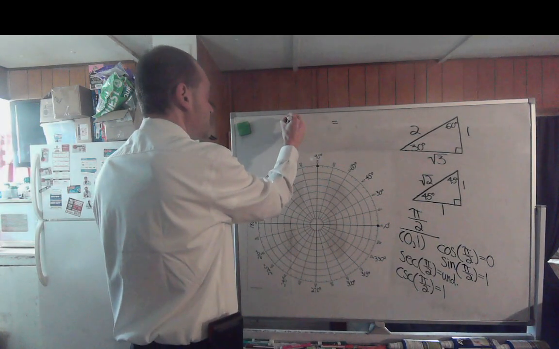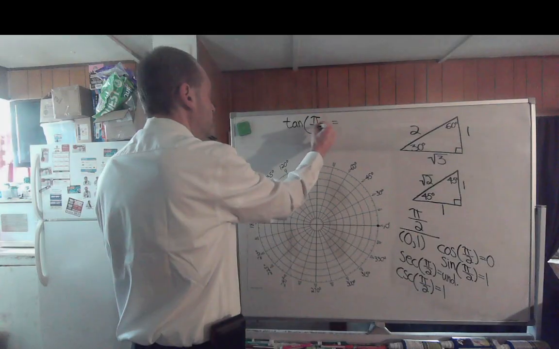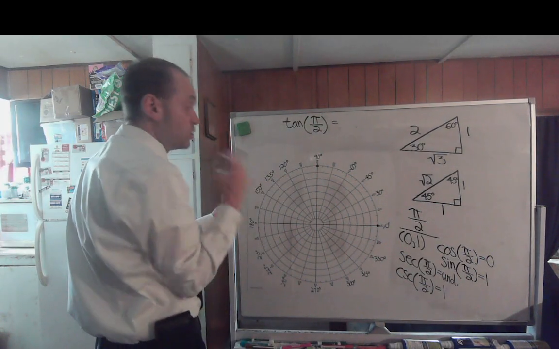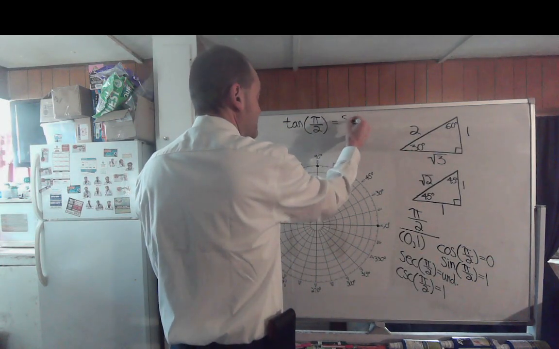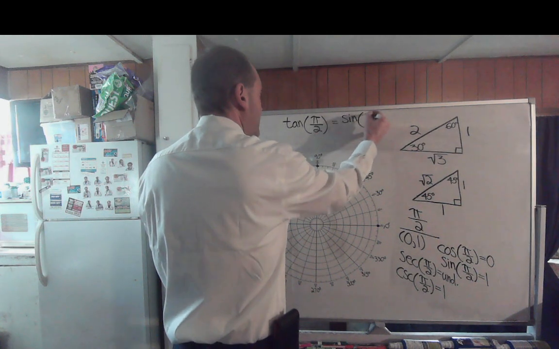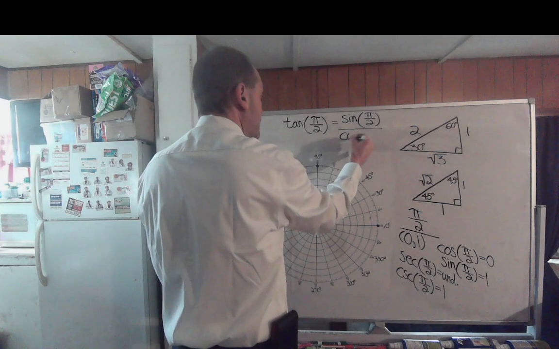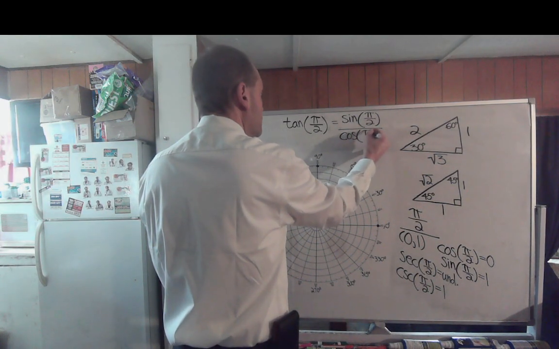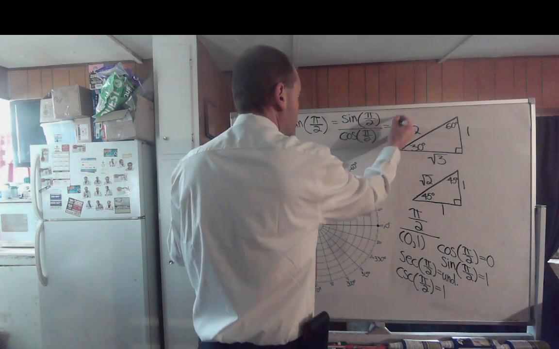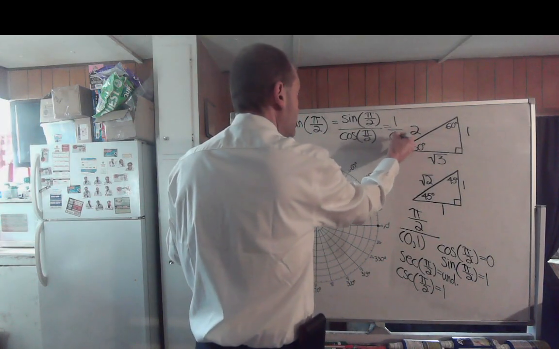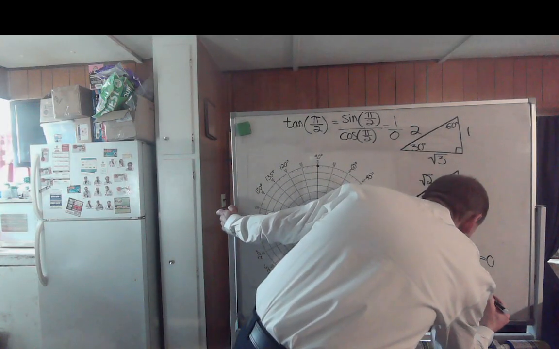Alright, so the tangent of pi over 2 is going to equal, then of course, that's the same as the sine of pi over 2 divided by the cosine of pi over 2. Well, the sine of pi over 2 is 1, the cosine was 0, you get 1 divided by 0. So the tangent at pi over 2 is actually undefined.